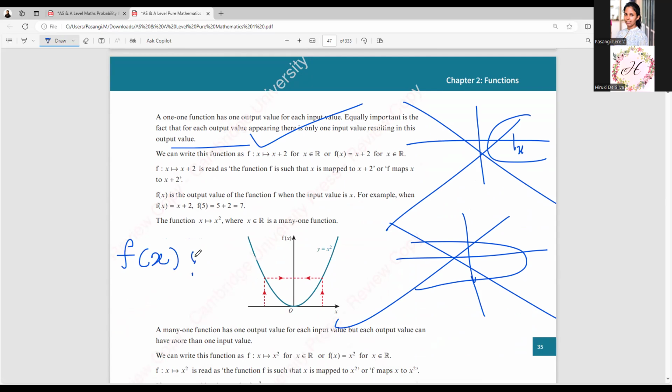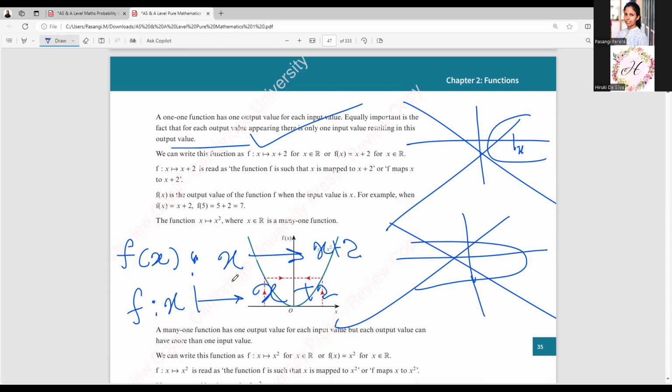That is, this x goes to x plus 2. Function of x, that is, this x goes to x plus 2. This is the method by which we indicate or denote this, for x in real numbers.